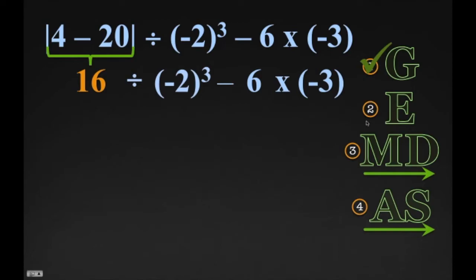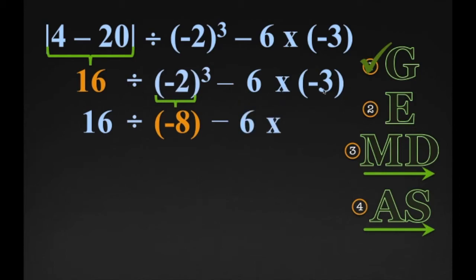And on to step 2, exponents. Are there any exponents in our expression? Yeah. We have negative 2 to the third power. And negative 2 to the third power, when you calculate it, is negative 8. And since I did work, I'm going to bring down the rest of the stuff that I haven't used yet. I haven't used 16, or the division symbol, the minus symbol, the 6, the multiplication symbol, or the negative 3. Are there any other exponents that we need to calculate? No. So we're done with step 2.